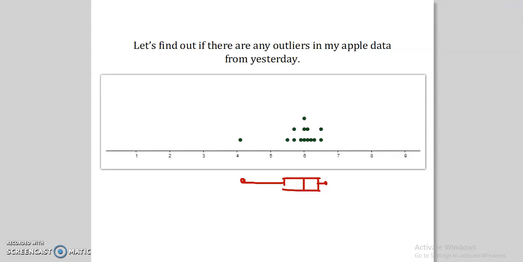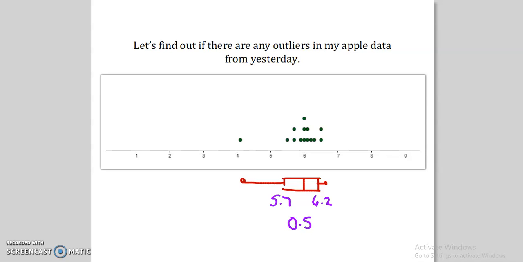So if you remember our data from yesterday, this is our apple data. I put it on a dot plot for you. Our lowest data point was 4.1 and our highest was 6.5 or 6, I can't remember. But anyway, I drew a little box plot to show, remember our median was 6 and our lower quartile was 5.7 and our upper quartile was 6.2, which made our interquartile range 0.5.